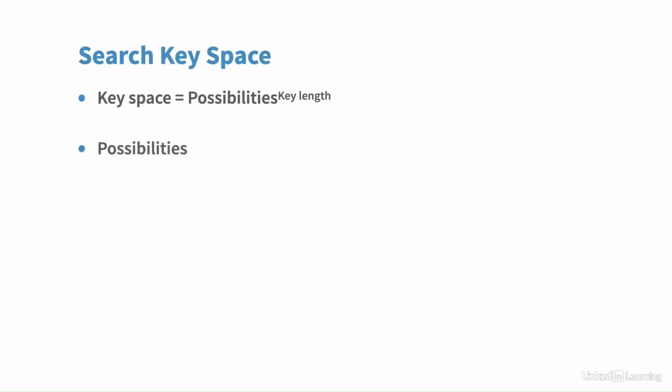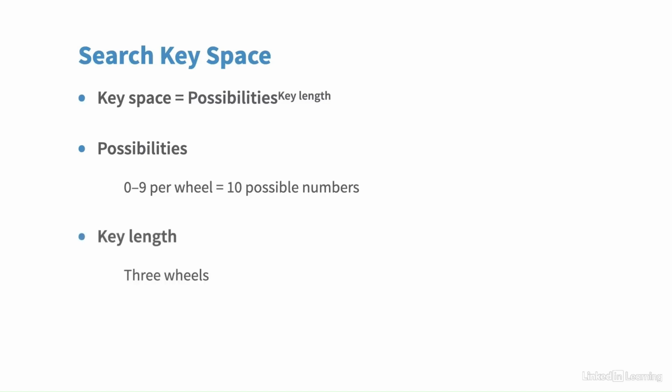In our combination lock example, each wheel has numbers 0 through 9, which is 10 possible values, and the 3 wheels are the key length. So the key space is 10 to the third power, or 10 times 10 times 10, which is 1,000 possible combinations total. If we were to make 1,000 attempts, we're guaranteed to find the right combination along the way.